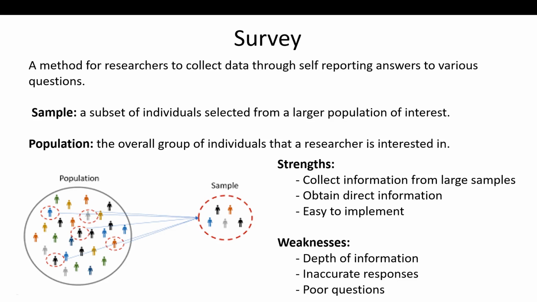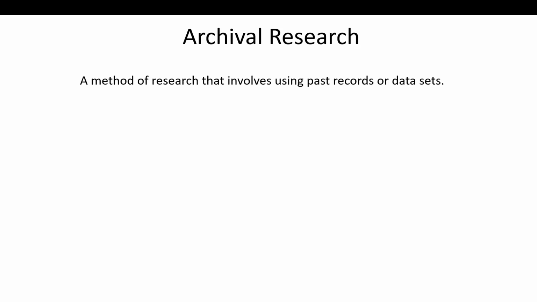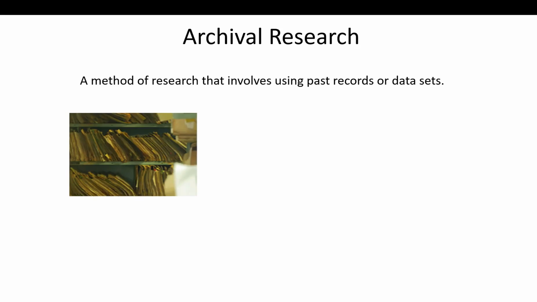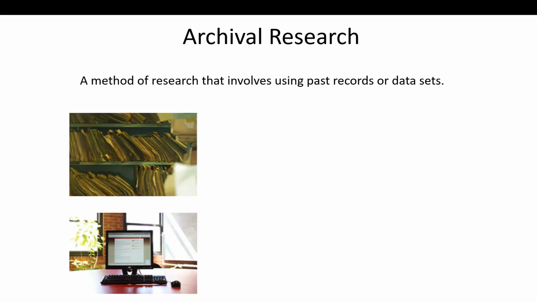And then moving on to archival research. It is a method of collecting data and doing research that involves past records or data sets. Archival records include researchers' data sets, medical records, academic records, or any other information that could be accessed from a record. Researchers use archival records to investigate naturally existing public records to test a hypothesis, such as you see here or here. So they could be physical files or electronic files.